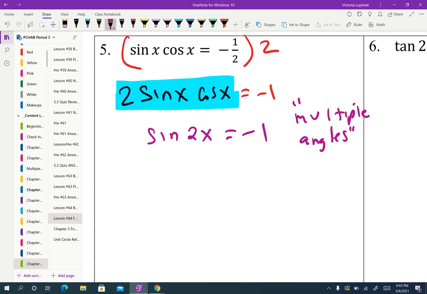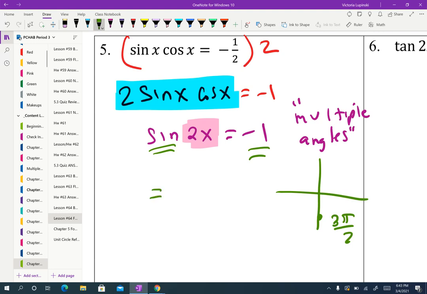If you're solving with multiple angles, you want to realize that this is a 2x, so keep that in mind. Then you want to solve the problem as if there wasn't a 2x. So what if the sine was equal to -1? Well, the sine is equal to -1 only down here at the bottom at 3 pi over 2. So if you were solving just sine of x equals -1, you would say that the answer was 3 pi over 2 plus 2 pi n.